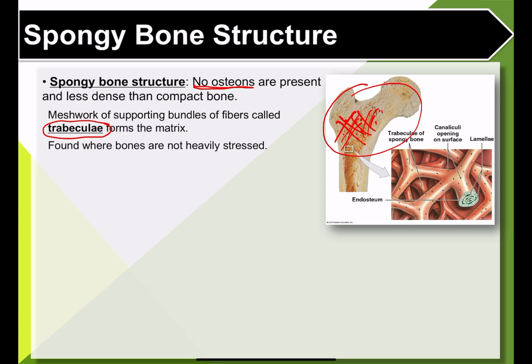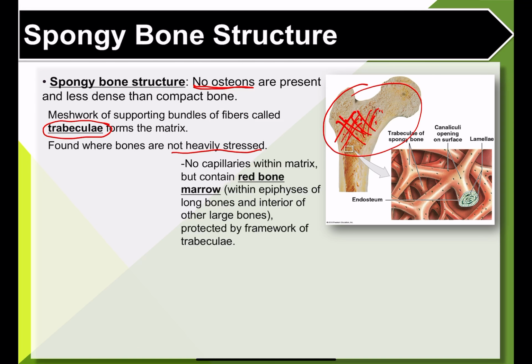So spongy bone, because it's not densely packed, can withstand some compression, but it's just not for strong resilience and pressure. So spongy bones are usually found within areas that are not heavily stressed. They also have no capillaries because there's no perforating canal or central canal for these spongy bones, but they do contain the red bone marrow within the trabecular bone, which means they are located within the epiphyses of long bones or the interior part of large bones, and they're usually protected by that framework of trabeculae. Okay, so red bone marrow exists within the epiphyses or spongy bone of a bone structure.